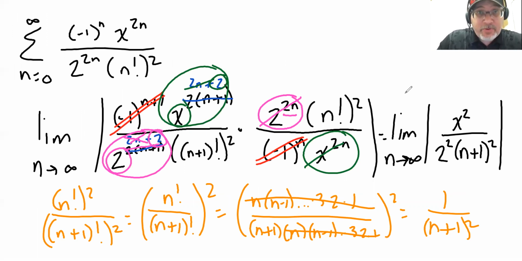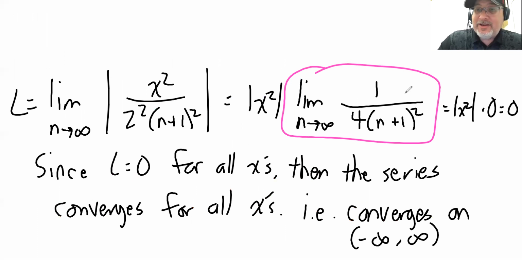All right, so that example wasn't too bad. It looked messy, but at the end, the limit was 0, meaning it didn't matter what the x was, so the series always converges.